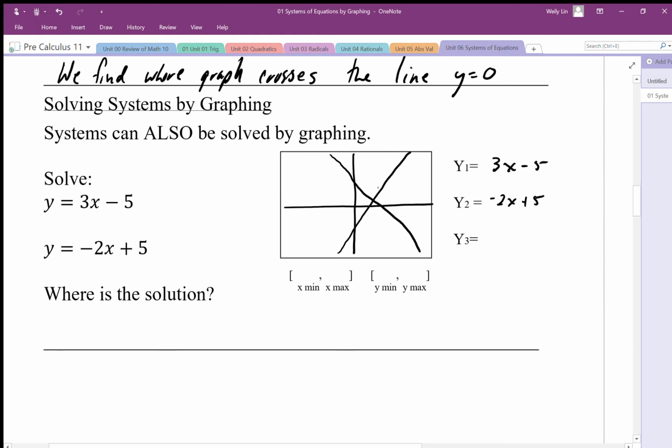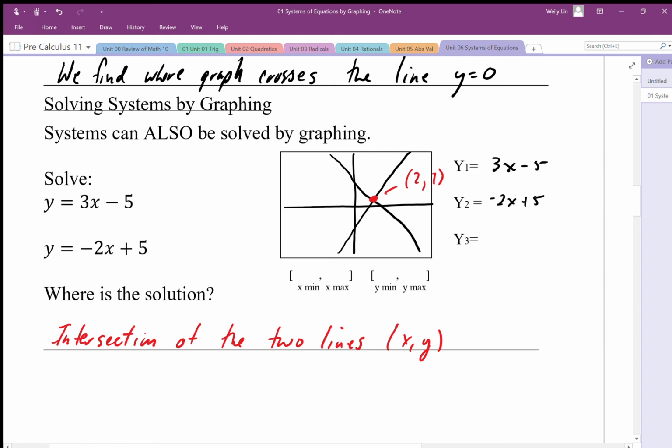The solution to this system is going to be where the two graphs intersect. It will be the intersection of the two lines, an x and a y position. So in this case, if we were to solve this, it looks like x is equal to 2, and when x is equal to 2, y is equal to 1.